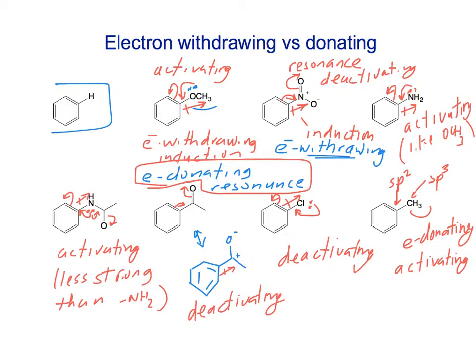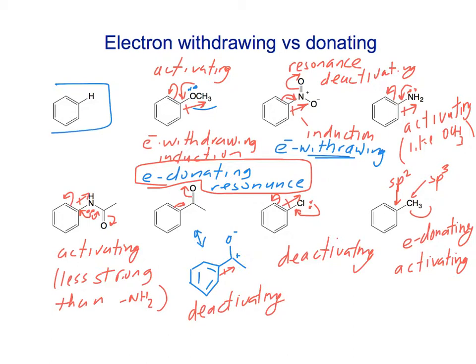All right? Yeah? So when we're talking about activating versus deactivating, are we talking about the subgroup being activated to be more reactive, or how does that work? No. Okay, so the question was, what do we mean when we're saying activating and deactivating? In each case, we're talking about the reactivity of the benzene ring towards an electrophilic substitution reaction.